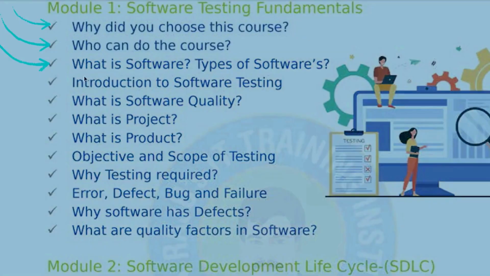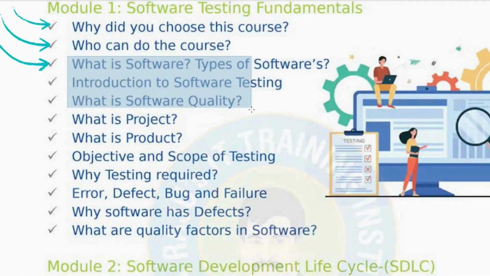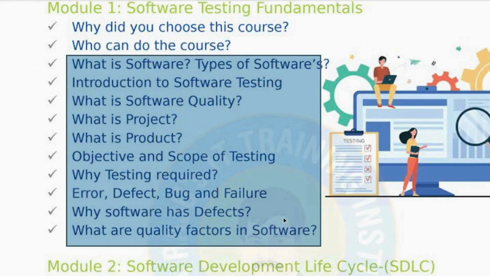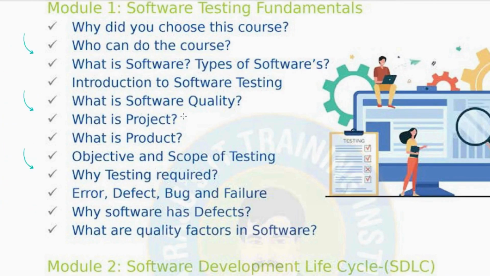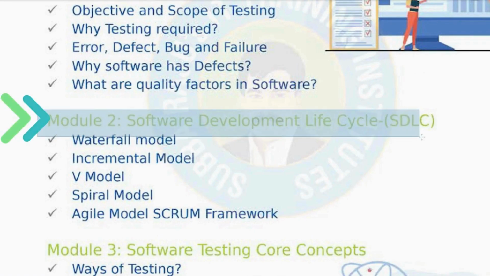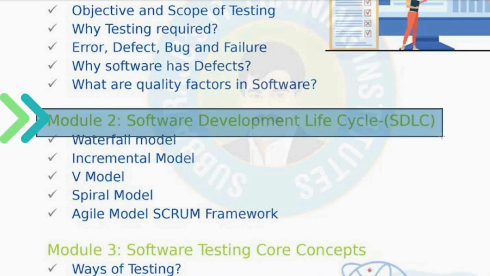What is the software, types of softwares, introduction to software testing, what is the meaning of software quality, project and product, scope, error, defect, bug, failure, like this some basic terminologies I provided in video number 1, which is software testing fundamentals. In this video number 2, I am going to cover the software development life cycle. So what is SDLC? How, in the real-time industry, will these SDLC process phases be executed? Those phases we can observe elaborately, one after another.